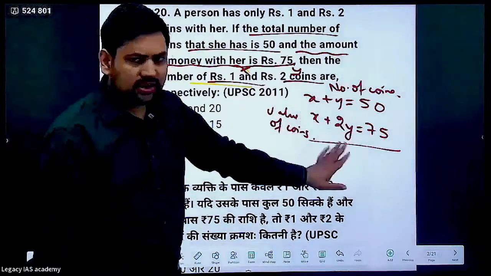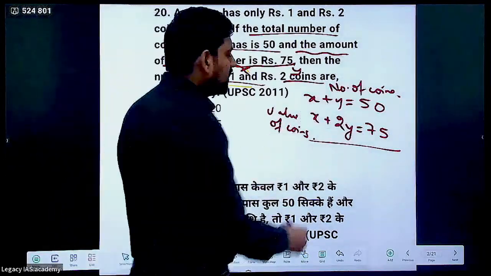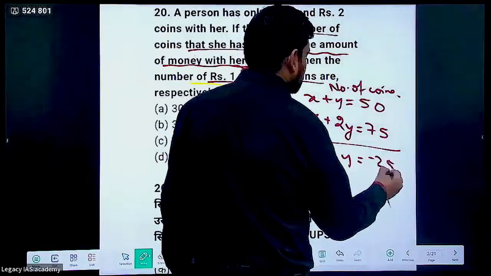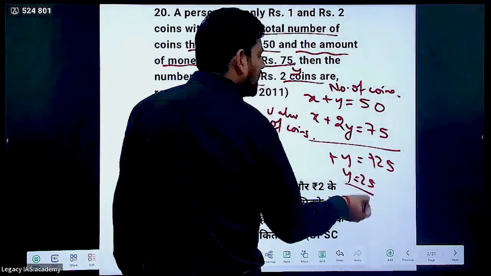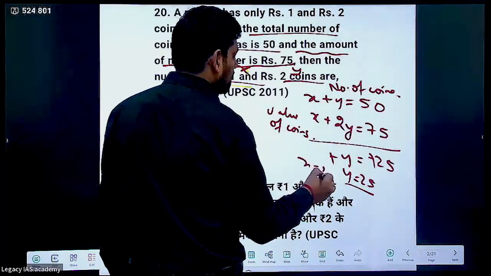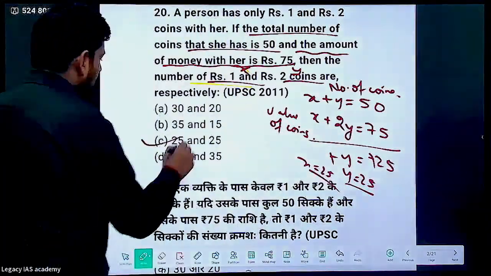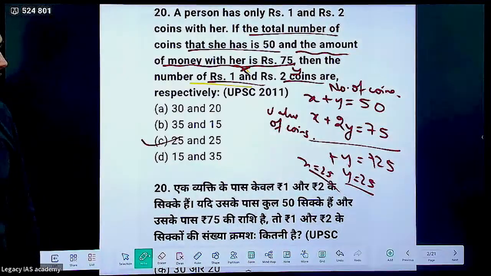Okay, now you have to solve both of these equations. Simply subtract them. You will get minus y is equal to minus 25. X and x cancel, minus minus cancel. Y is equal to 25. If y is 25, you put it here. X is also 20. Answer becomes 25, 20. Fine.